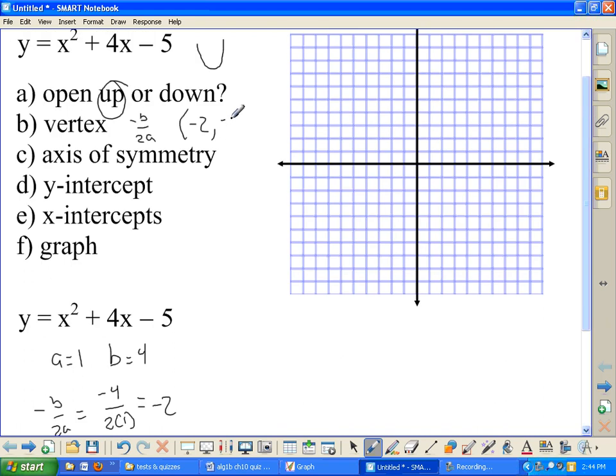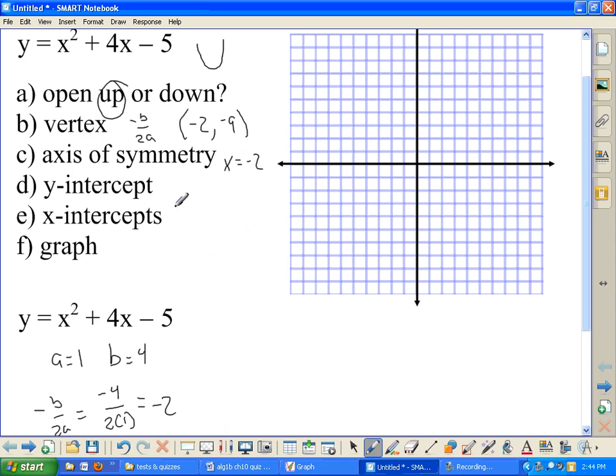The axis of symmetry is easy once we have the negative b over 2a value of negative 2. The axis of symmetry is always the vertical line with the equation x equals, and then that value, the negative b over 2a value, which is negative 2. That's the equation of the axis of symmetry.